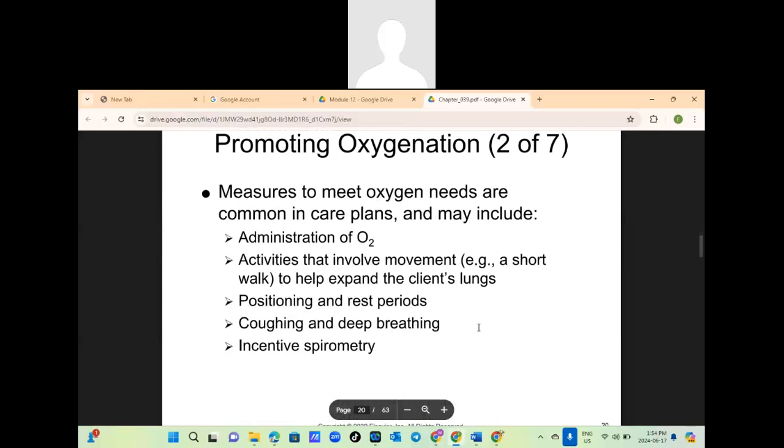Measures to meet oxygen needs are common in care plans, okay, and may include administration of oxygen, so they're going to have oxygen therapy. Activities that involve movement, for example, a short walk, in order to help expand the client's lungs. Positioning and rest periods are recommended, right? Coughing and deep breathing exercises. And of course, the incentive spirometry, okay?